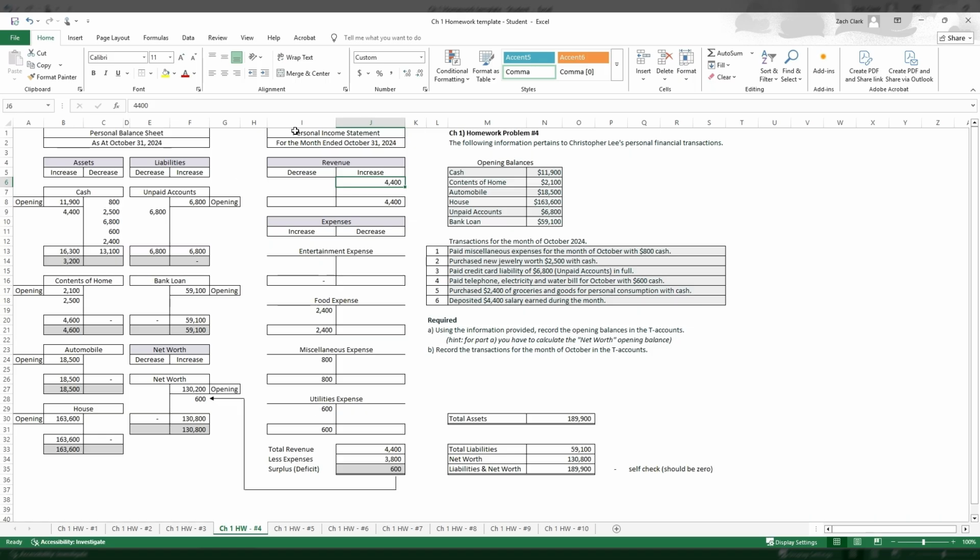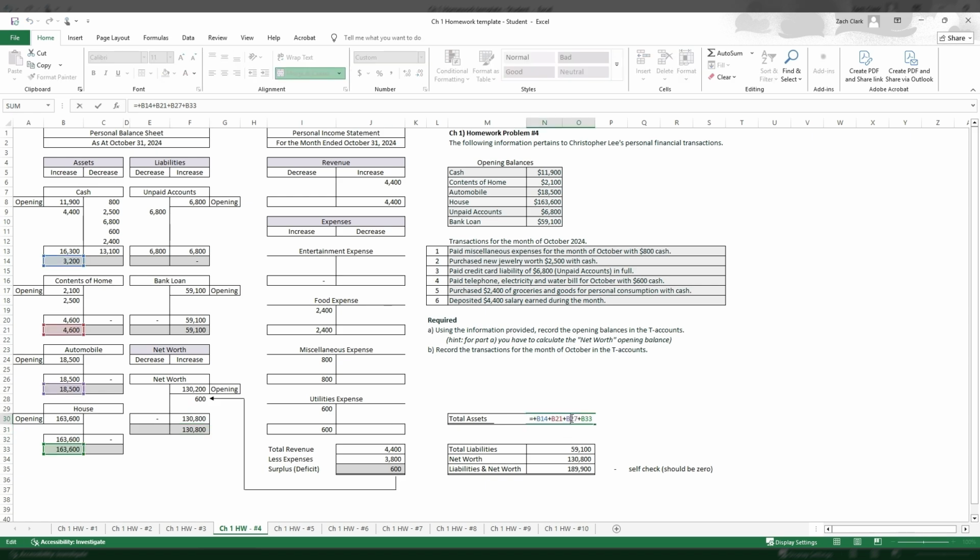And now let's take a look at our income statement, revenues minus expenses. Our total revenues, we just had the one deposit of salary of $4,400. This formula adds up all of the expenses together, which totals to $3,800. Taking the revenues less expenses, and here we use the word less to mean minus, essentially. So revenues minus expenses means that we had a surplus of $600. That goes into our net worth, which leaves us with $130,800.